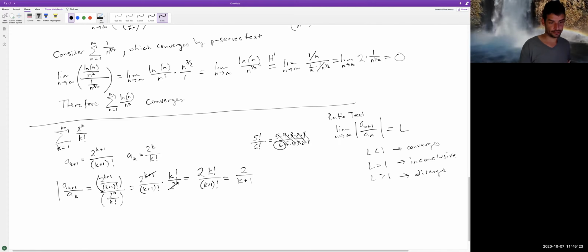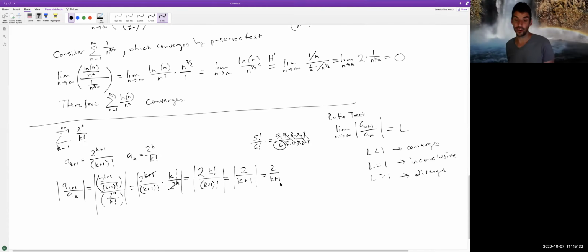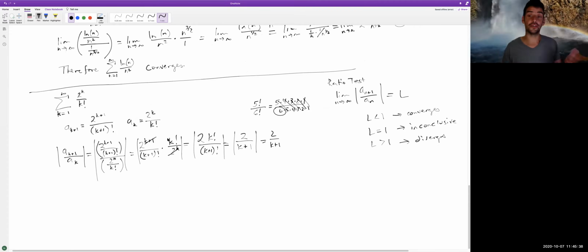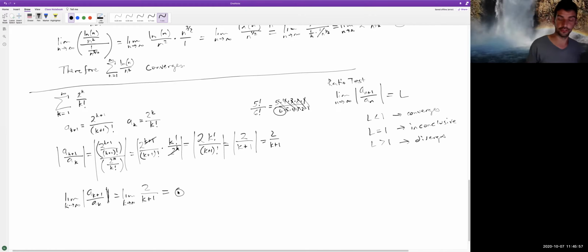And in fact, we can add the absolute value here since it doesn't change anything. Since k is positive, 2 is positive. This is just equal to 2 over k+1. So this is how the ratio test handles the factorials so well: they end up canceling in some manner like this very, very simply. So now we take our limit. We get the limit as k goes to infinity of 2 over k+1, which gives us a 0, which means this is a finite number less than 1. This series converges.